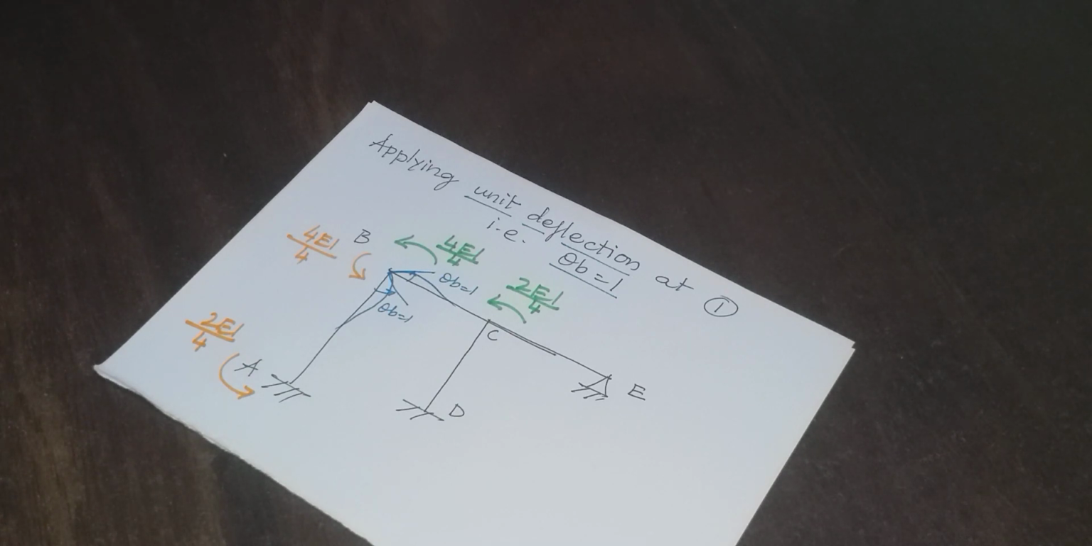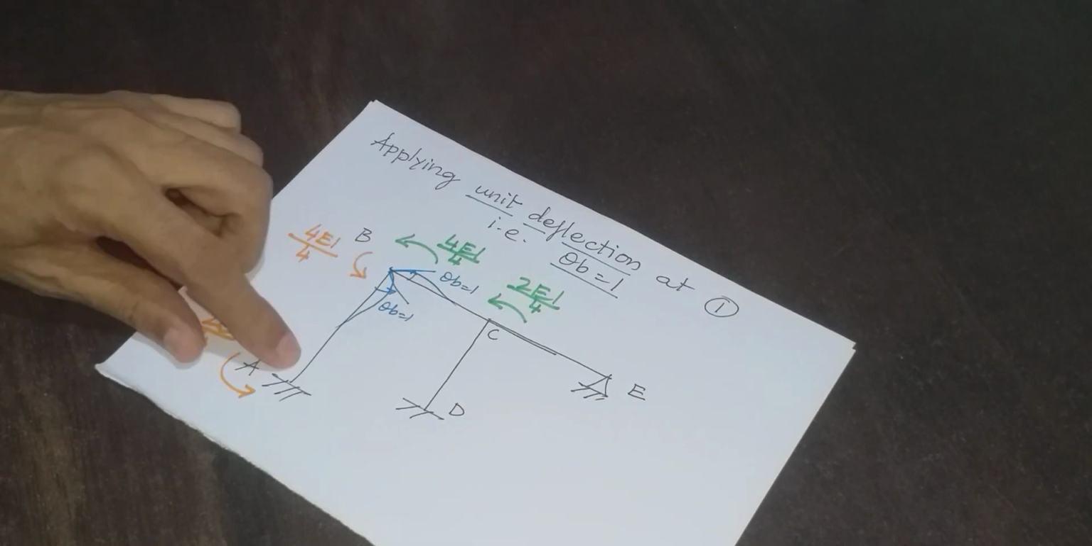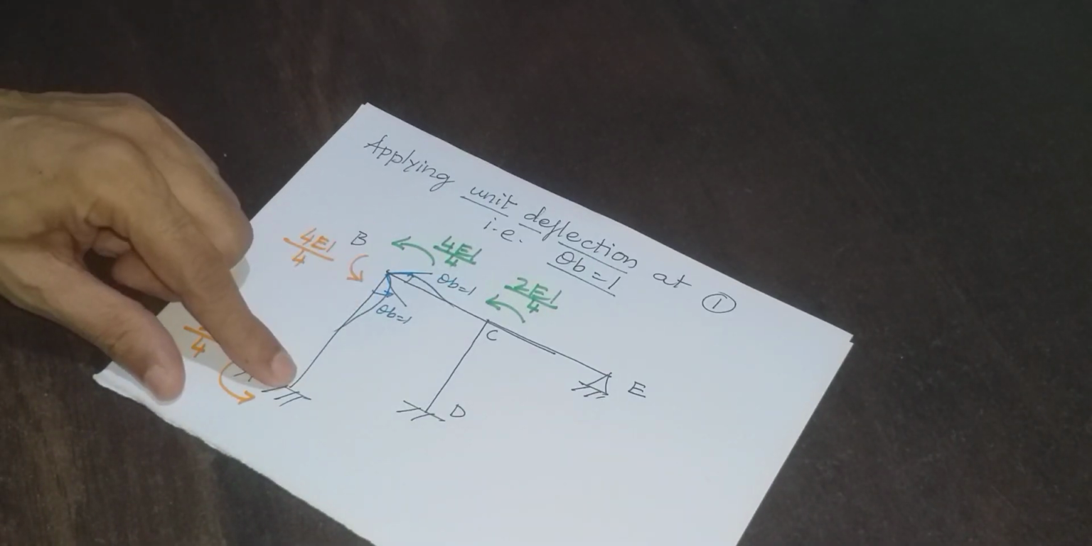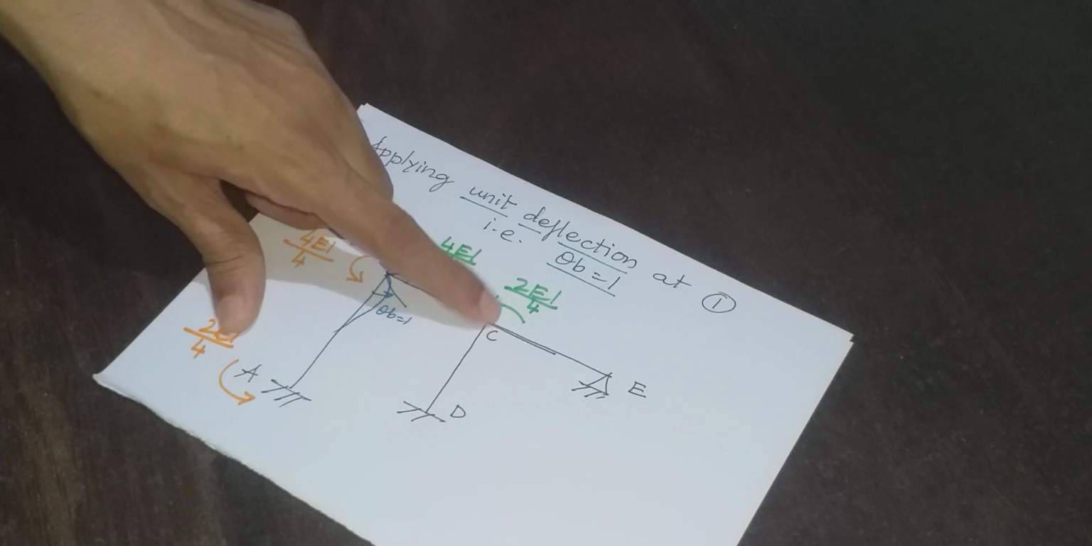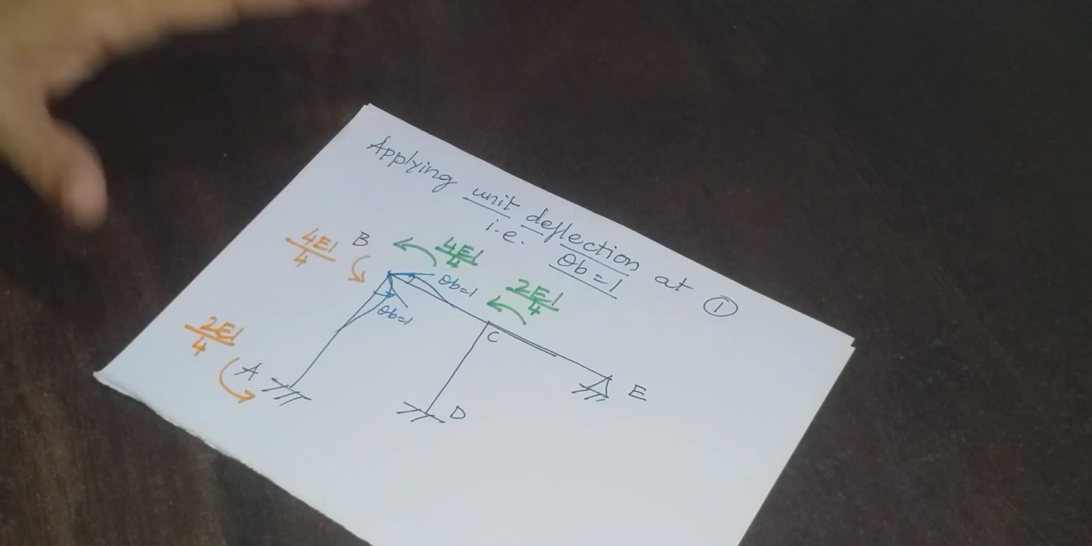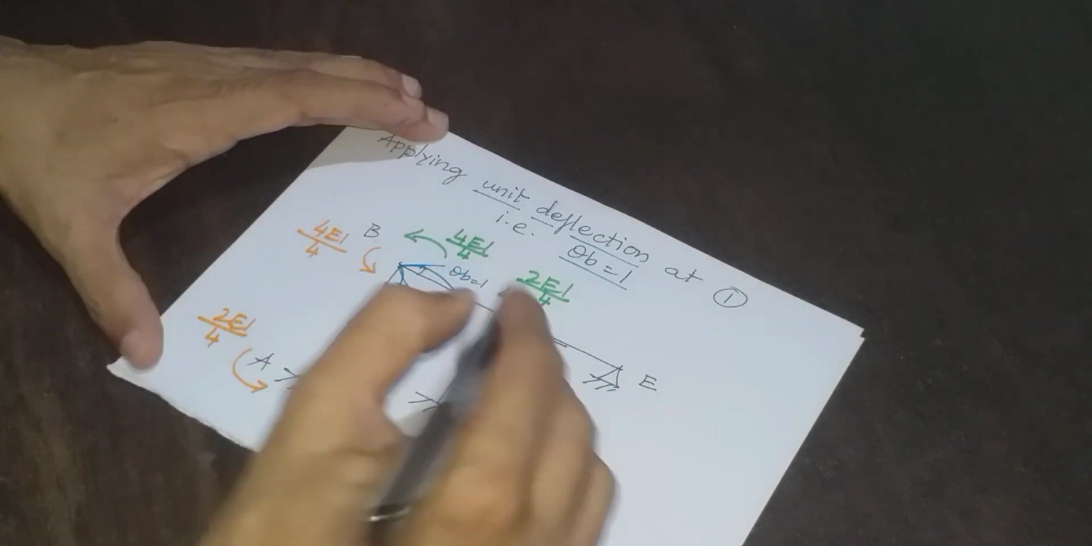So these are the moments that will be generated due to the unit deflection at coordinate 1, that is theta B equal to 1. Since B is connected to BA and BC, there will be moments in the portion BA and in the portion BC. There will also be reactions, which are not considered because there is no coordinate corresponding to the reactions.